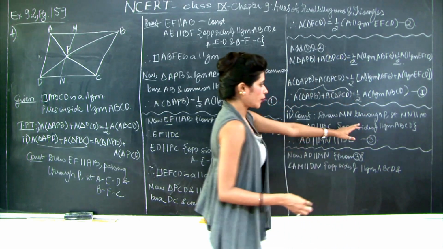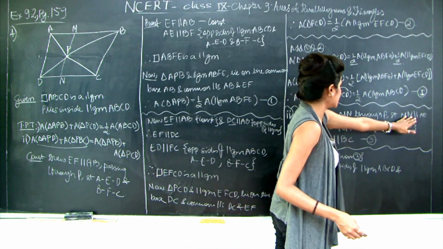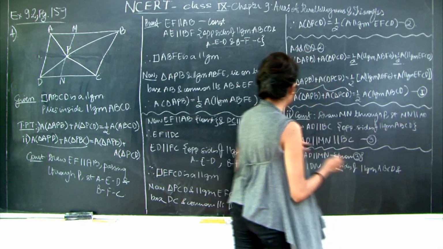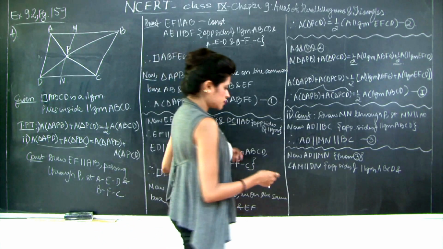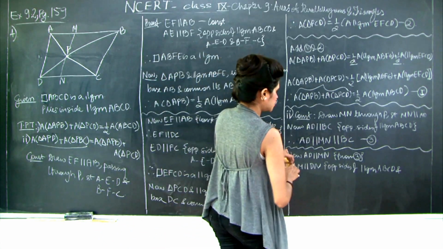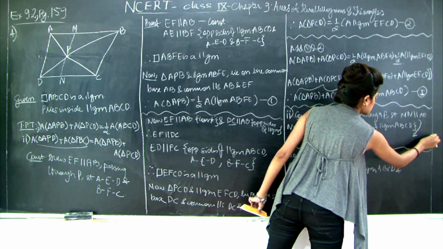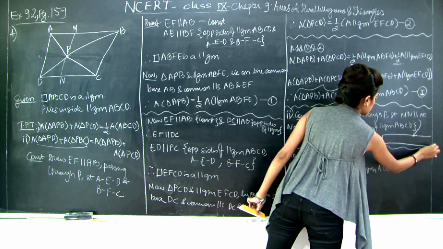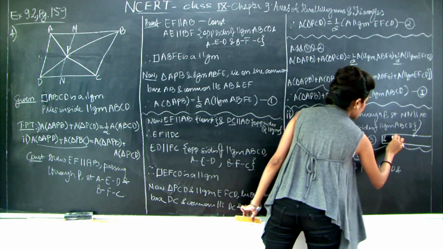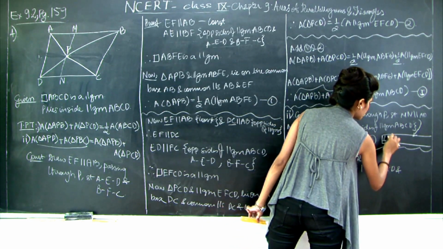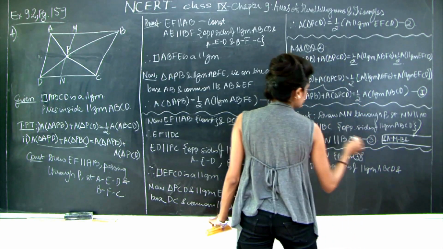Okay, just one point that I missed out over here. Draw MN parallel to AD, and I also need to mention that M lies between A and B. So let me just rewrite here in the small box: such that M lies between A and B and N lies between D and C.